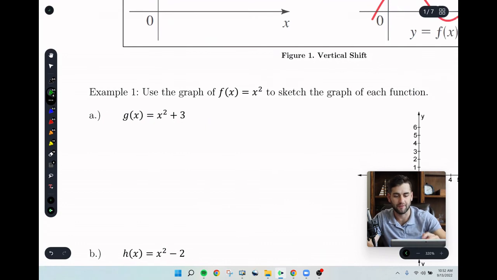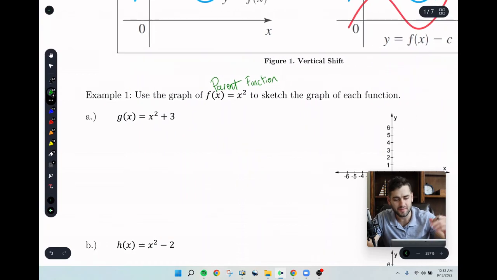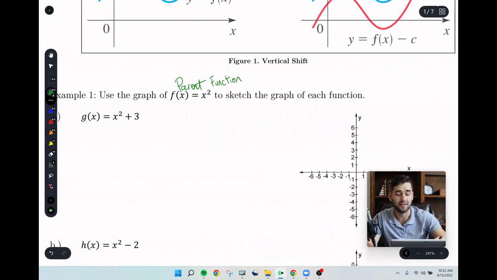So use the graph of the parent function. If you need a little reminder, that's called the parent function. Any function with no constants, nothing extra on it, always called the parent. Use the graph of the parent to sketch the graph of each function.